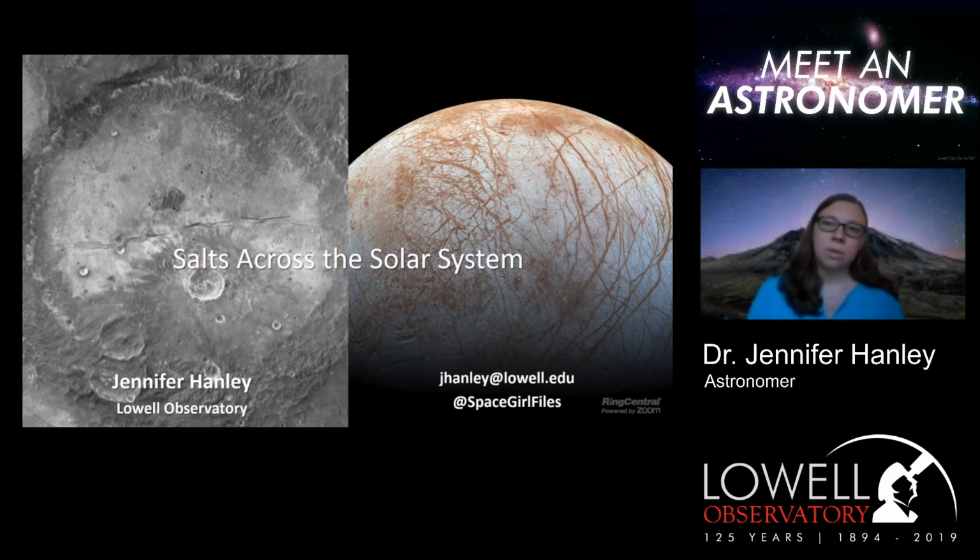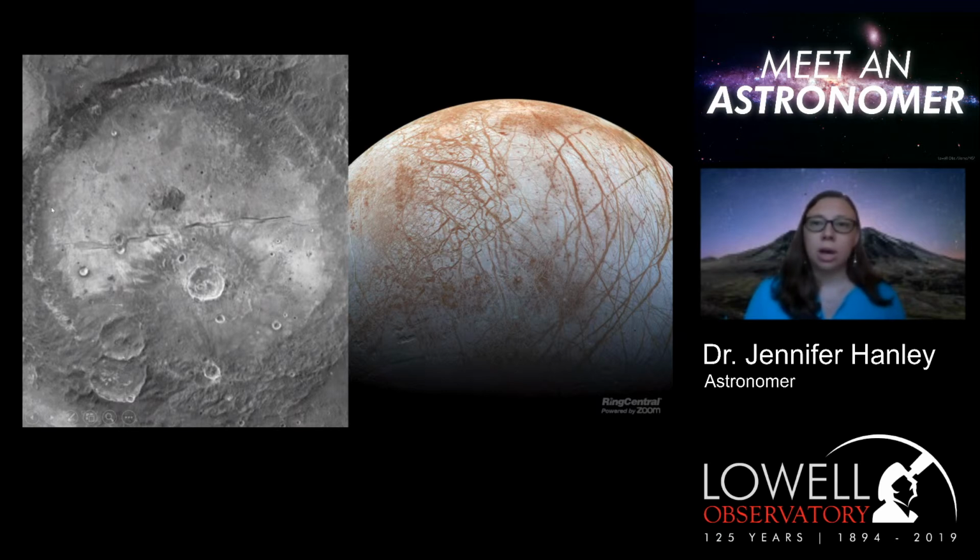So life as we know it, when we try and find it, we are looking for water, and liquid water across the solar system. So today I'm going to talk a little bit about how we can determine the stability of any liquid water, whether it's present, and how salts help with that story. I'm going to talk a little bit about Mars and Europa.